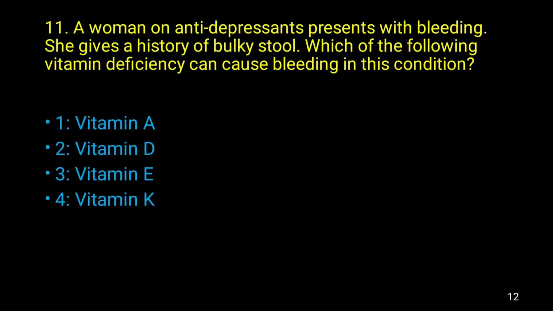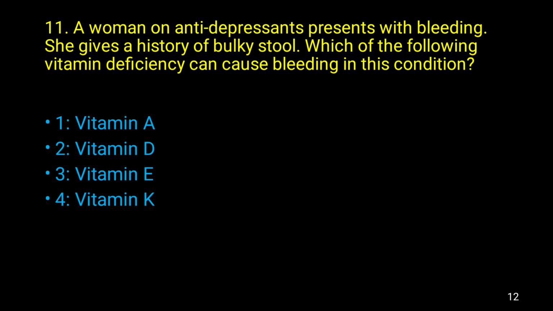Now another MCQ: a woman on antidepressants presents with bleeding. Now the word bleeding is there, you have to catch which vitamin is related with bleeding. So definitely vitamin C is there for bleeding, also scurvy. Another is vitamin K from the fat soluble vitamins. She gives a history of bulky stool. Which of the following vitamin deficiencies can cause bleeding in this condition?